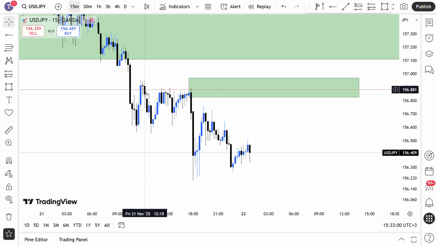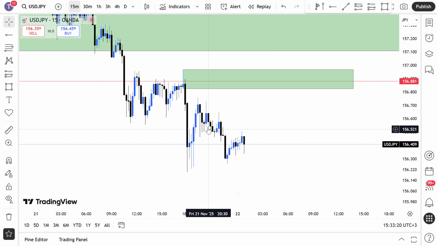Remember, when the market went down, it cleared this low liquidity, and then the market again came back up and cleared the highs liquidity. We had some equal highs at this point, so the market took out this equal highs liquidity by forming this order block, and then the move happened to the downside.